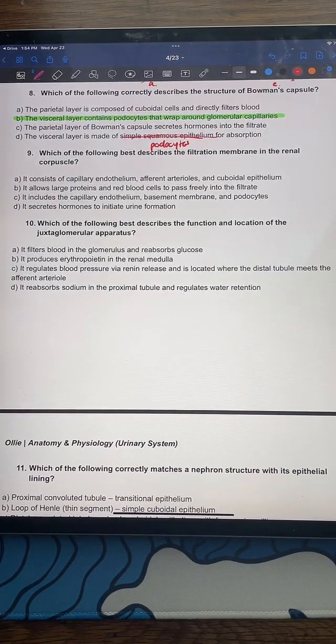Number 9. Which of the following best describes the filtration membrane in the renal corpuscle?